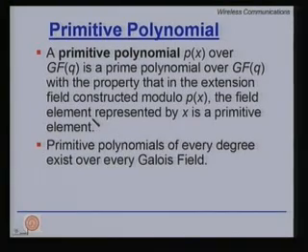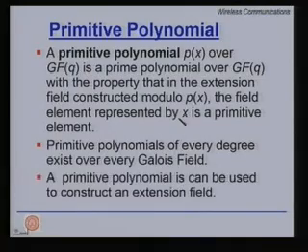Primitive polynomials of every degree exist over every Galois field. A primitive polynomial can be used to construct an extension field. We will realize this importance once we are dealing with BCH codes and Reed-Solomon codes, where the notion of a subfield and an extension field is important. The philosophy is that if you have GF(2), you can construct GF(4), GF(8) from GF(2). If you have GF(3), you can construct other fields like GF(9) from it.